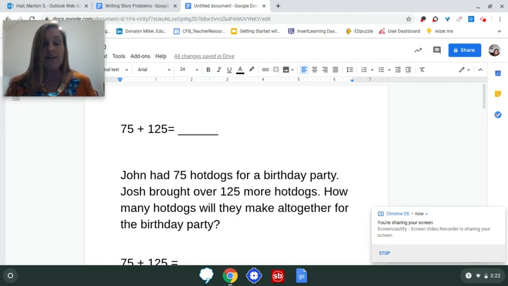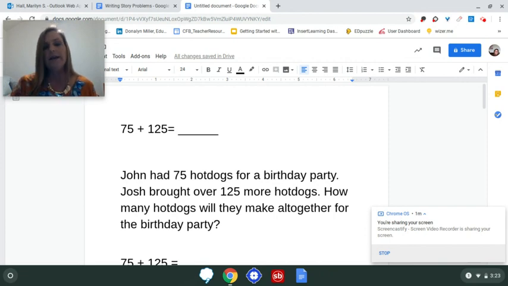So we have 75 plus 125. And there are so many things that we can say here. You guys are going to come up with whatever your problem is. Think about your family and the names of those people in your family. Those are how I come up with a lot of the problems that we see at school. Remember, my sons' names are Gary and Josh, and my husband's name is John. Today, I'm going to use John and Josh in this situation.